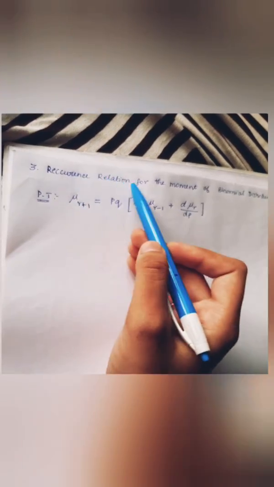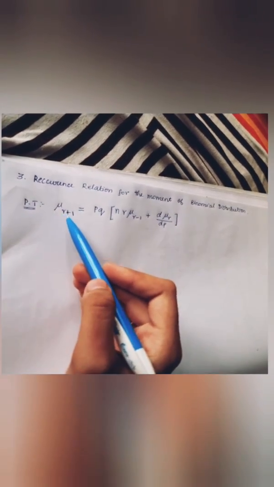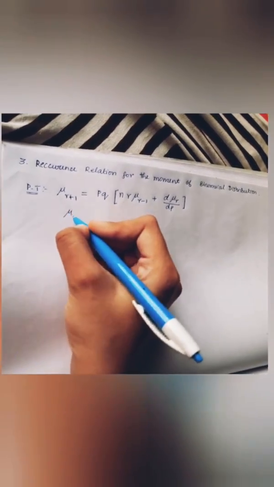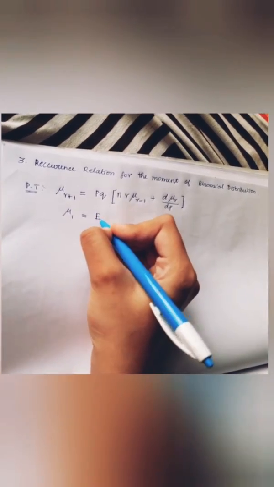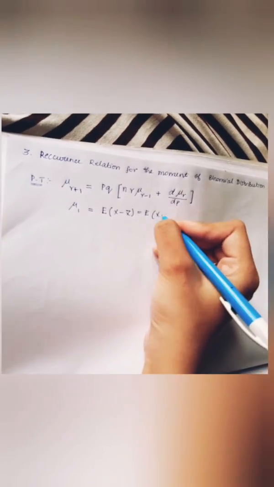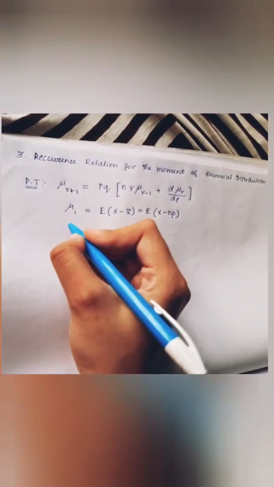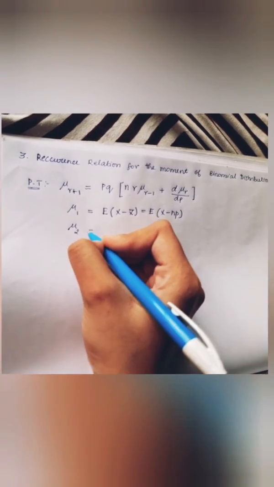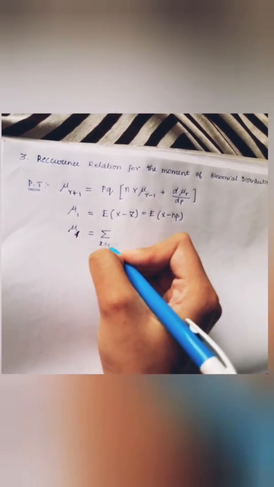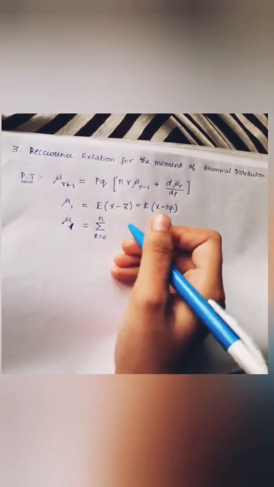Hello guys, today we are going to see the recurrence relation for the moment of binomial distribution. For the moment of binomial distribution, we have to prove that mu r plus 1 is equal to pq [n r mu r minus 1 plus d mu r by dp]. First, mu 1 is equal to expectation of x minus x bar, where x bar is nothing but the mean, that is np. Mu 1 is equal to summation x is equal to 0 to n, x minus np.